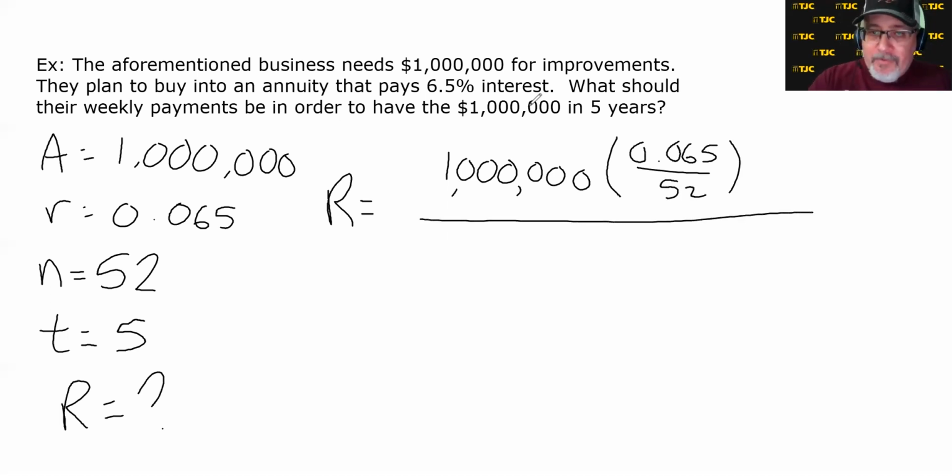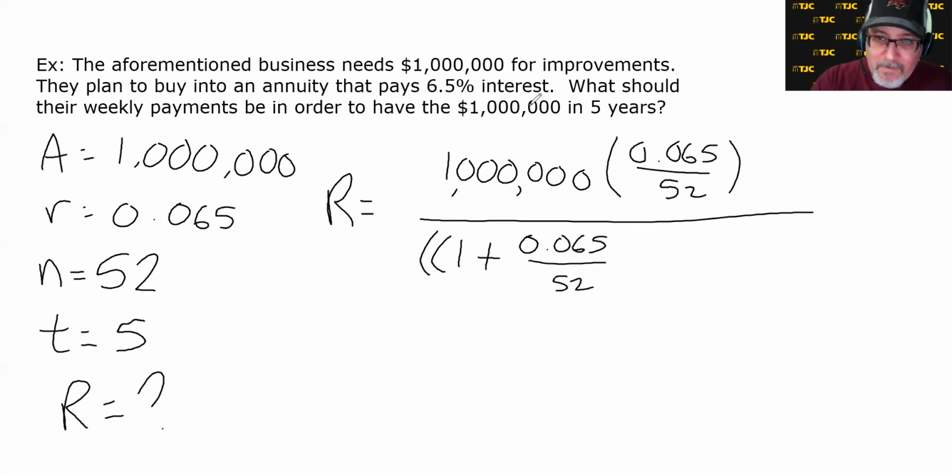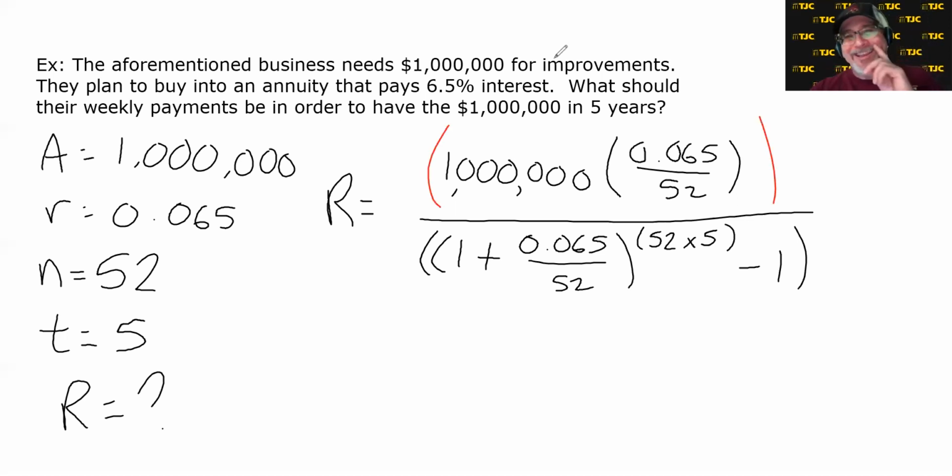And the denominator, it's a double open parentheses, 1 plus little r over n, exponent n times t is 5, minus 1, close parentheses. And we'll go ahead and throw the extra parentheses on the top. Technically not necessary, but better safe than sorry.